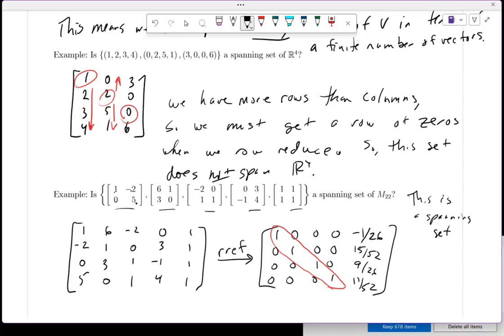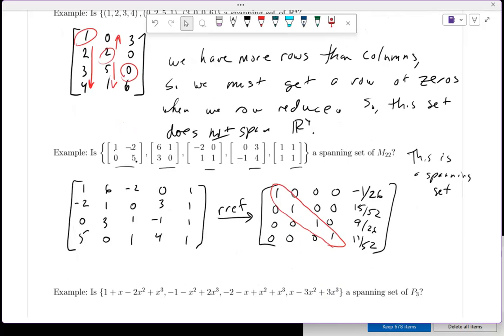When you set up your matrix, to get a column that's all zeros, you would have to have zeros all the way down that column to start with. So you'd actually have to have the zero vector in your set, and that's kind of worthless.